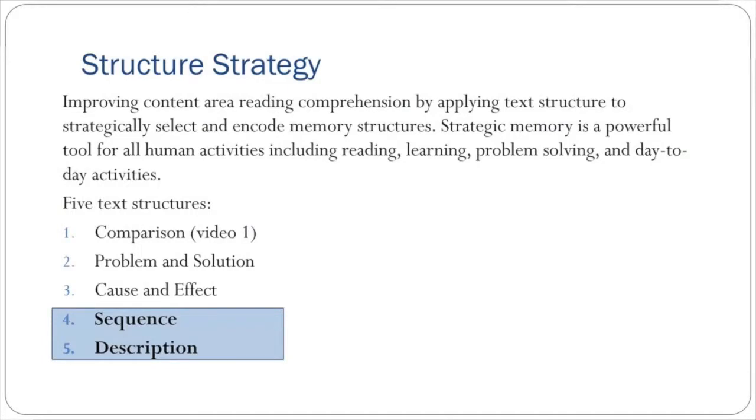Again, you can improve content area reading comprehension by applying text structure to strategically select and encode memory. Strategic memory is a powerful tool for all human activities, including reading, learning, problem solving, and day-to-day activities. The two text structures we are speaking of today are the sequence and description text structures. These two text structures are frequently used by students in their writing as well as in recalling information.